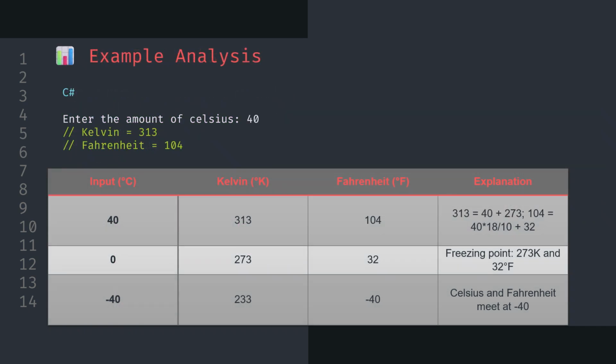Check some important points. 40 degrees Celsius becomes 313 Kelvin and 104 degrees Fahrenheit. 0 degrees Celsius is 273 Kelvin and 32 Fahrenheit. And negative 40 Celsius is negative 40 Fahrenheit. The formulas produce the same numeric value. For values where you need decimal precision, for example, 36.6 degrees Celsius, consider using double to avoid truncation.